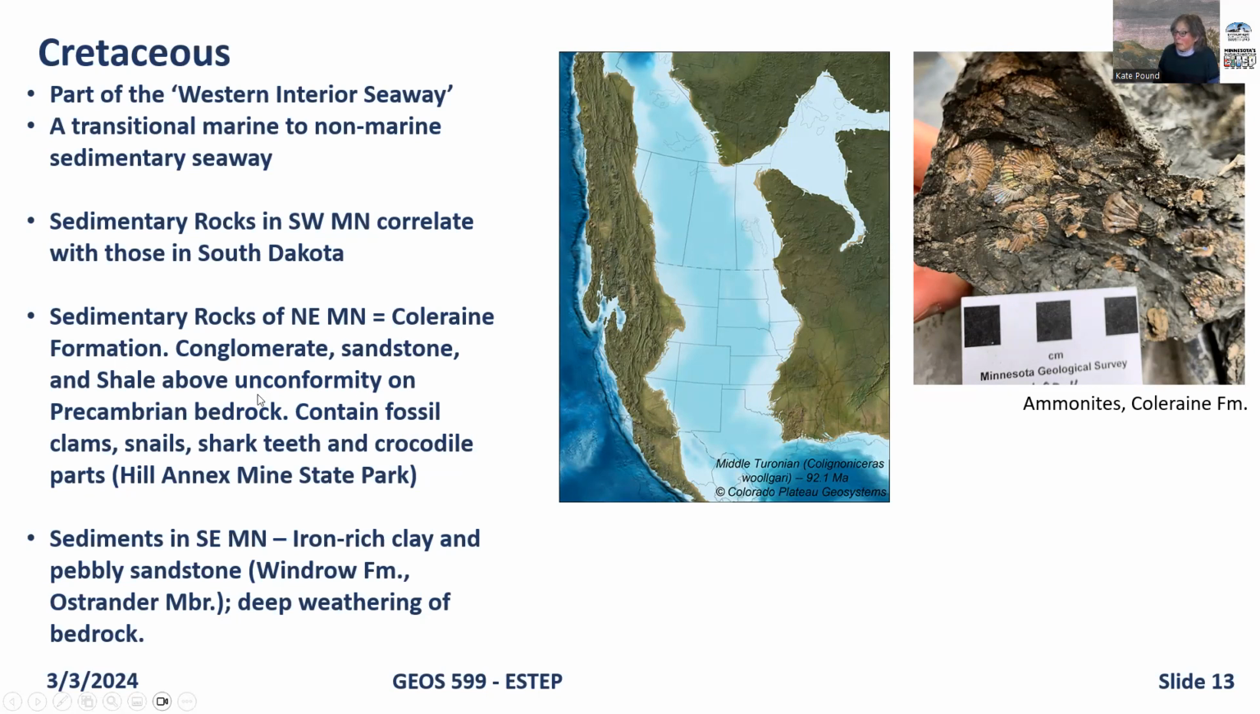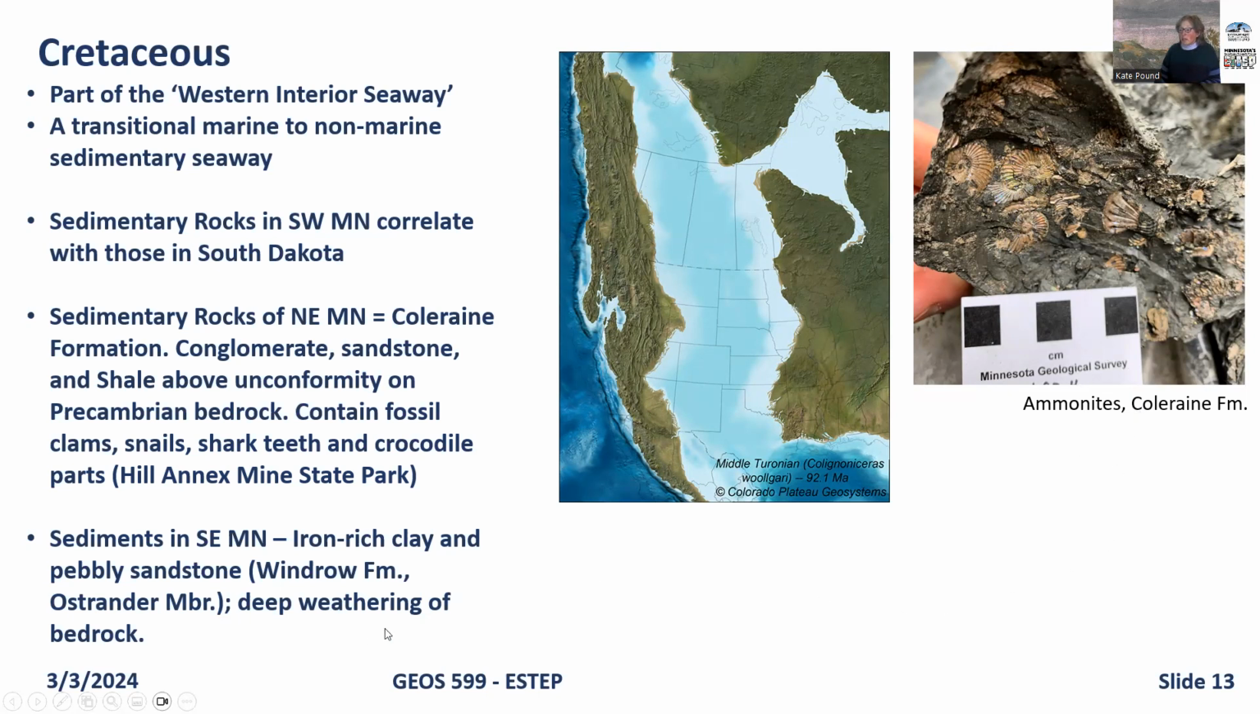So what about the Coleraine Formation? Well, it's particularly interesting because it contains conglomerate, but it also contains some fossil clams, snails, shark teeth, and some crocodile parts. And you can actually see it at Hill Annex Mine State Park. And here is an image of the Coleraine Formation taken from the MGS website. You can see here that there are some fossils. These are ammonites in the Coleraine Formation.